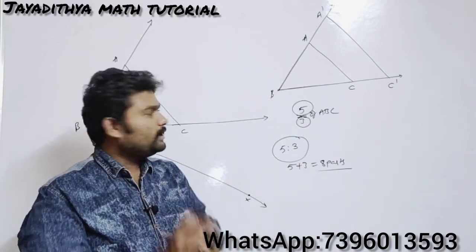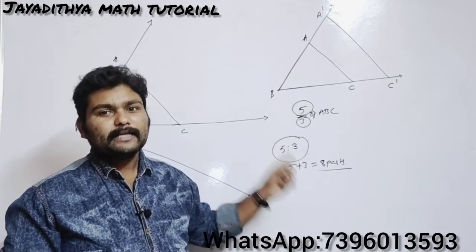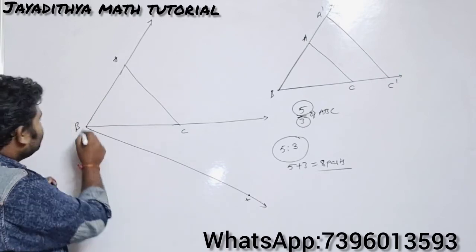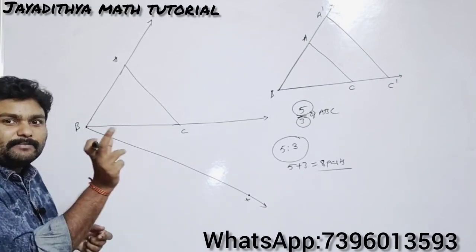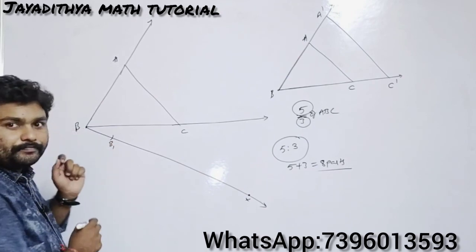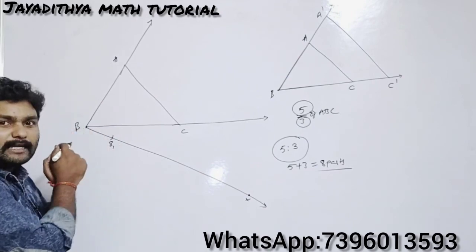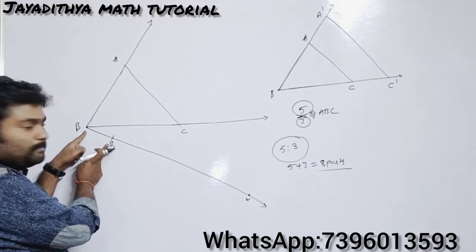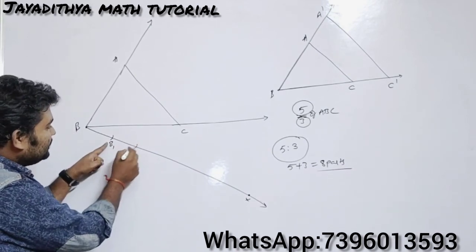Here you should understand only one thing: whatever the number is greater, you should take those number of parts on the BX line. So how to take those parts? Take B as the center, take some convenient radius on the compass and mark here B1. From B as center, you mark an arc here, so that is B1. Now from B1 with the same radius, mark a point such that it is B2.